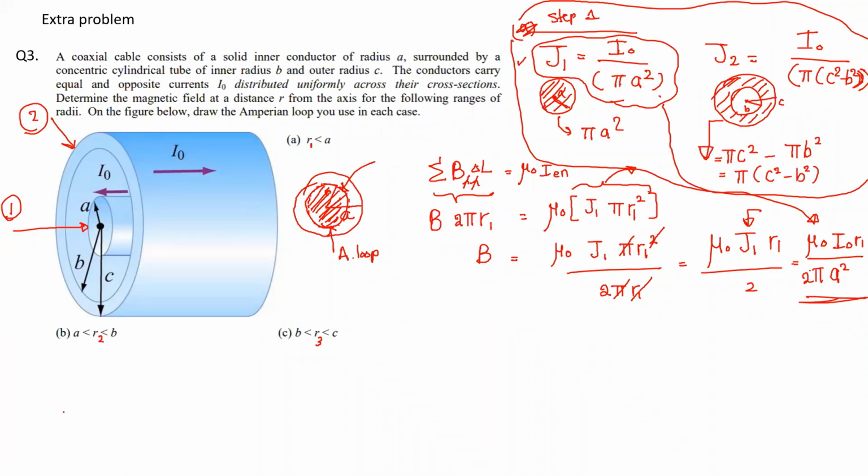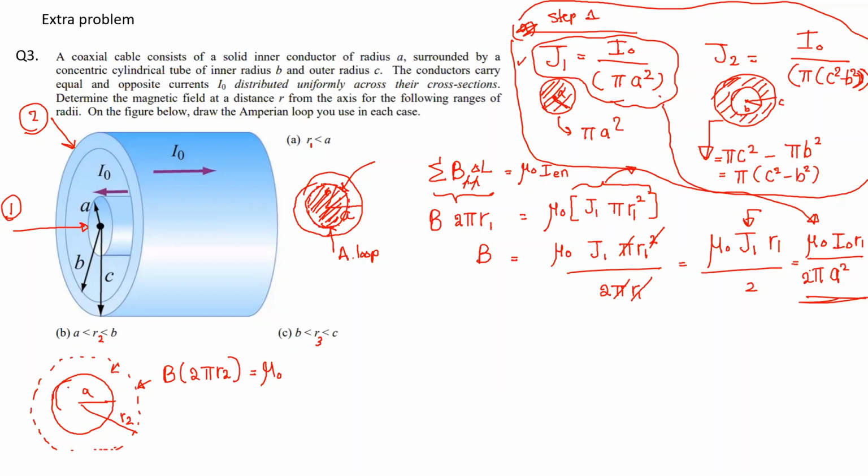Part B is easy because they are asking us to find the magnetic field outside A. So this is my A, the inside conductor, and they want us to find the magnetic field here. So this is the theory part that we initially did. This is my Amperian loop. So B times 2 pi R2 is equal to mu times the current inside the Amperian loop.